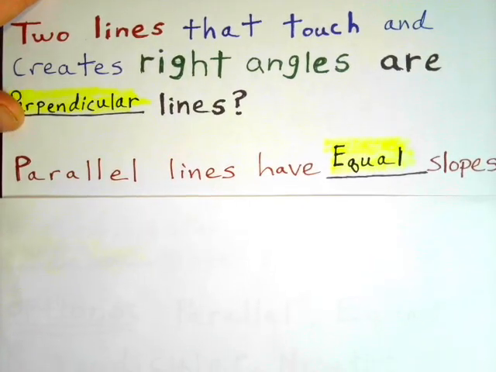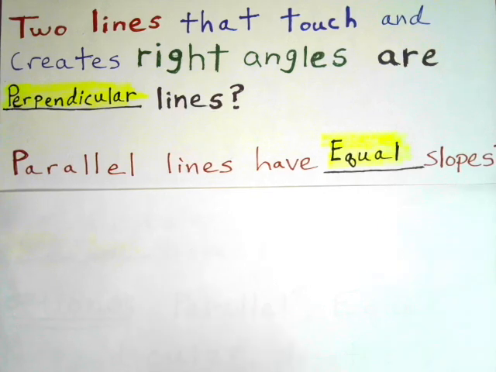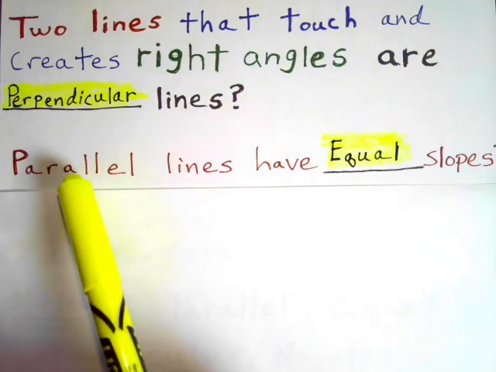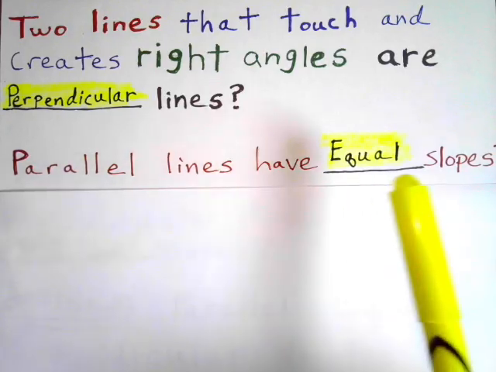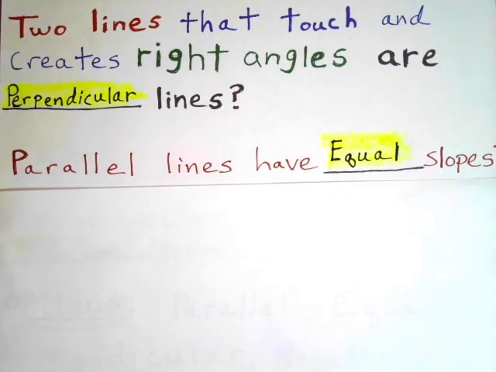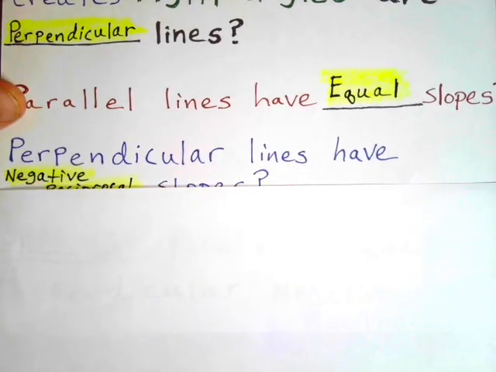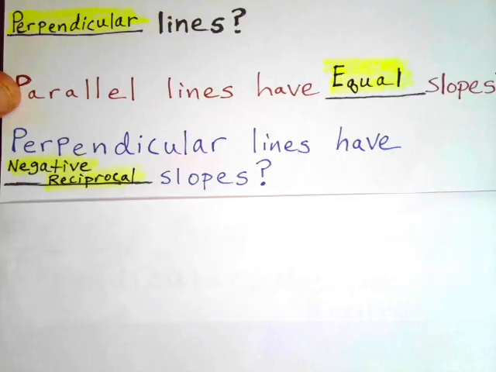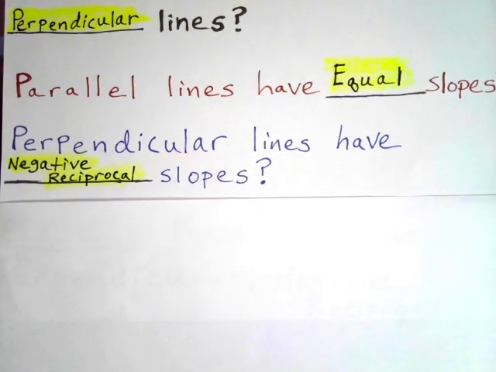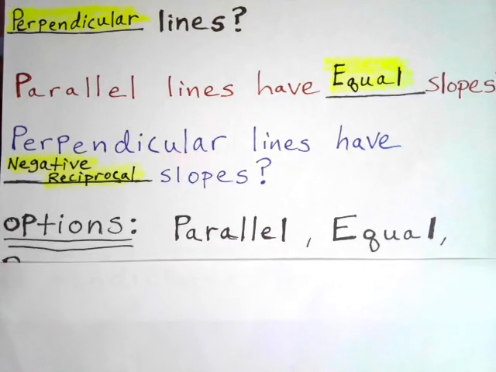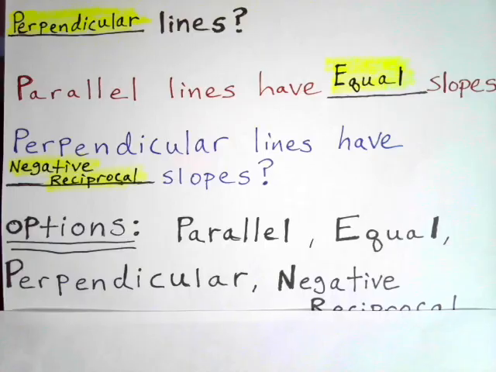Parallel lines have equal slopes, right? Parallel lines have equal slopes. Remember, those two lines right next to each other, they have exactly the same slopes. Perpendicular lines have the negative reciprocal slopes. Negative reciprocal slopes. And remember, the options we had here are shown below.